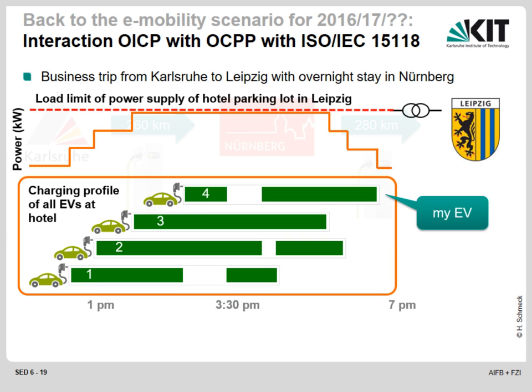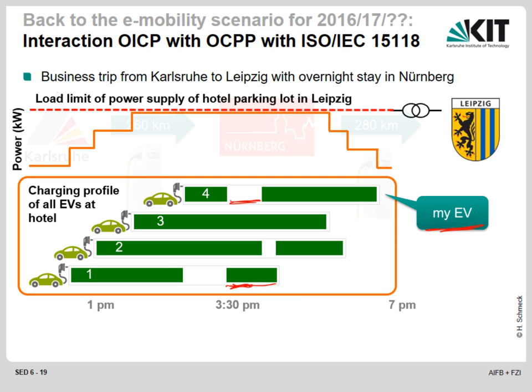Here we have the hotel parking lot. We have, in this example, 4 vehicles. And this is the vehicle that we just talked about. The departure time has been shifted. And so there is an interruption there. And another vehicle can step in and can get recharged a little bit earlier.